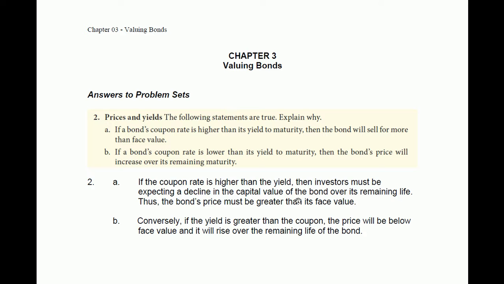So today we're going to review Chapter 3, Chapter 7, and an Excel example. First, let's review Chapter 3. Chapter 3 is mainly about how we value the bonds.